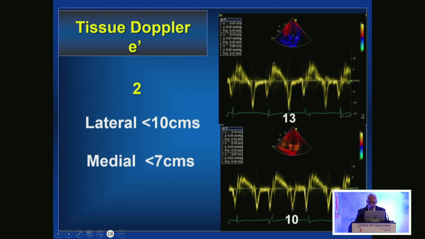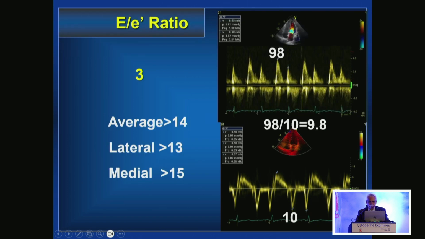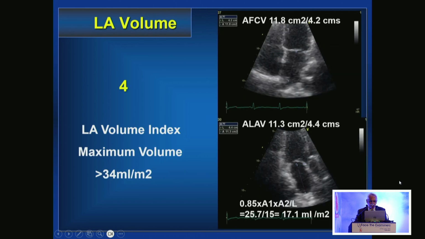The third one is the ratio. You can divide the LA outflow E velocity by the E velocity in the tissue Doppler. So if you are using the septal annulus, the ratio should be more than 15. If we are using the lateral mitral annulus, it should be more than 13. If we are using the average of lateral and medial mitral annulus, it should be more than 14 to call it a diastolic dysfunction with elevated left ventricular end diastolic pressure.